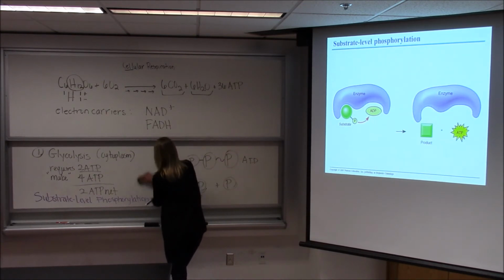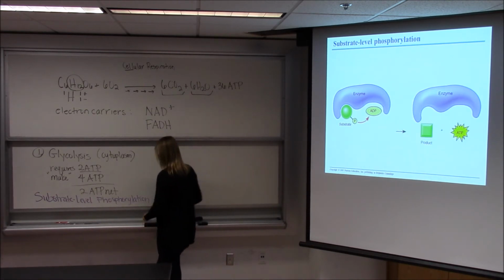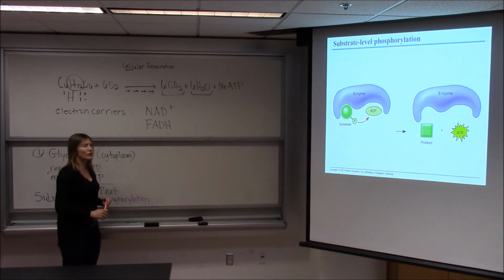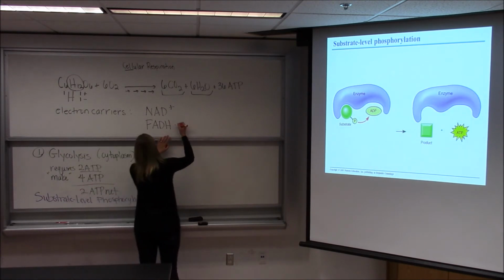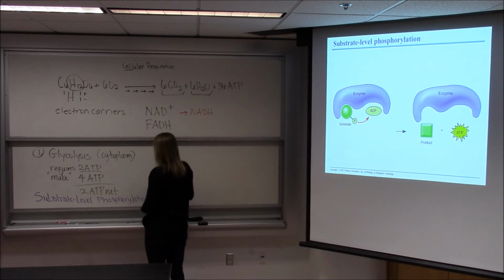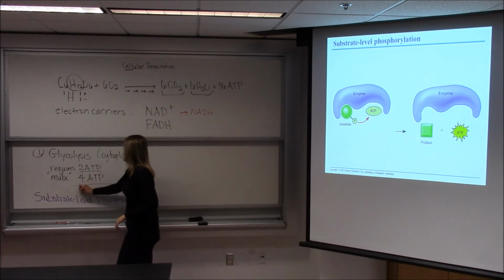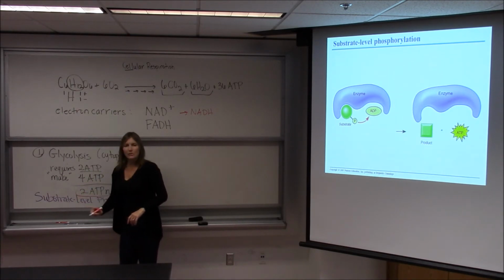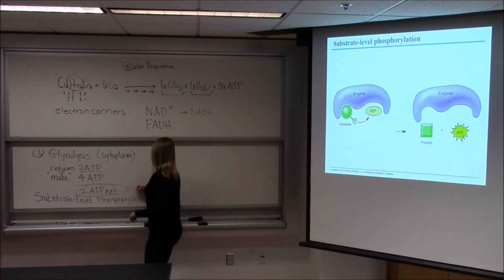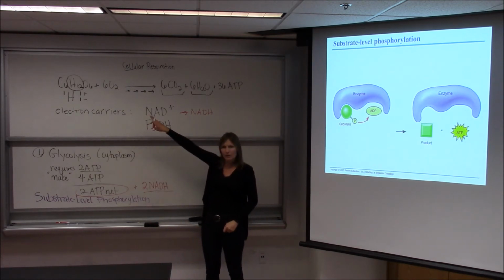Another important thing we do is we start picking up those 12 hydrogens. We're going to pick up 2 of those hydrogens using our electron carrier NAD+. And when NAD+ picks up that hydrogen, it becomes NADH. So in glycolysis, we are going to generate 2 ATP via substrate level phosphorylation. We're also going to make 2 NADH. We're picking up the first 2 of our hydrogens from that glucose molecule.